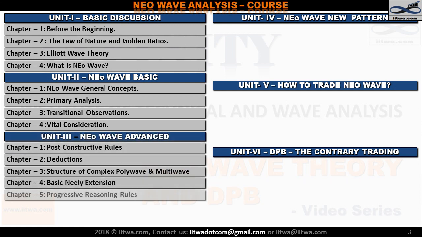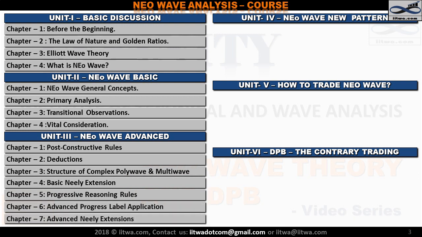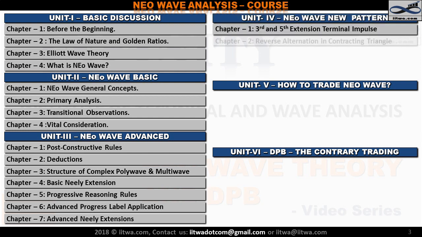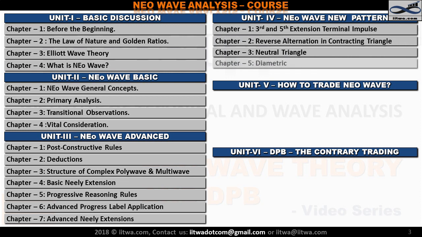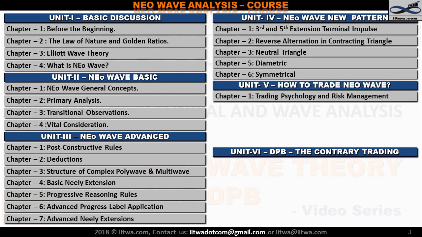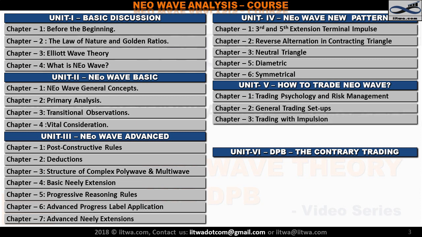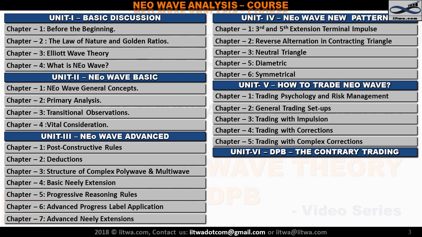Advancing in neo-wave unit is a central part of neo-wave theory, which covers logical rules involved in the process of induction and deduction. Unit 4. Neo-wave's newly emerged patterns. This unit is divided in 4 chapters, discussing all about newly emerged patterns. Unit 5. Trading with neo-wave. As the name suggests, this unit solves trading-related difficulties with neo-wave theory. This unit focuses on understanding trading psychology, risk management and trading with all types of patterns.